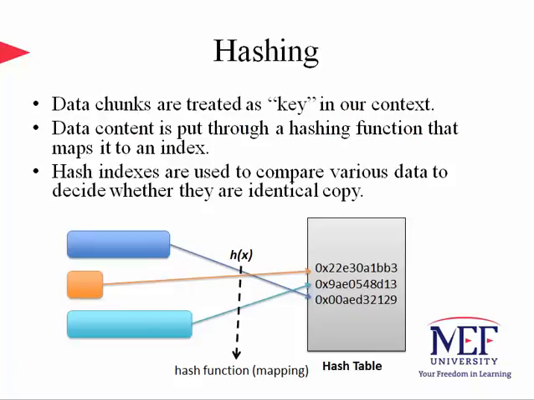I also want to talk about a widely used technique for mapping data chunks to indexes. Remember that hashing is one of the ways of performing this mapping, as shown here in the slide. There are also other ways, but hashing is the most common, most natural way of doing it. Hashing is a function that maps the contents of the chunk to some number. In a key value context, you can think of chunk contents as being keys to our system, and indexes are values. Hash indexes are used to compare various chunks to decide whether they're identical copies or distinct copies.